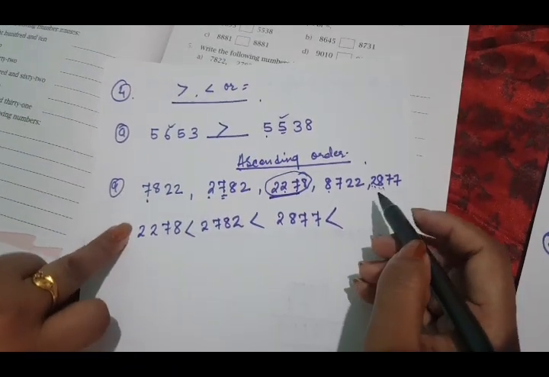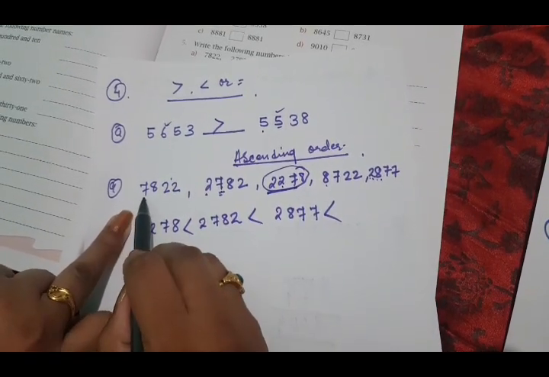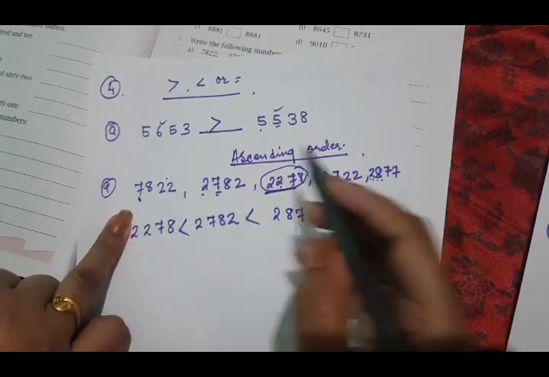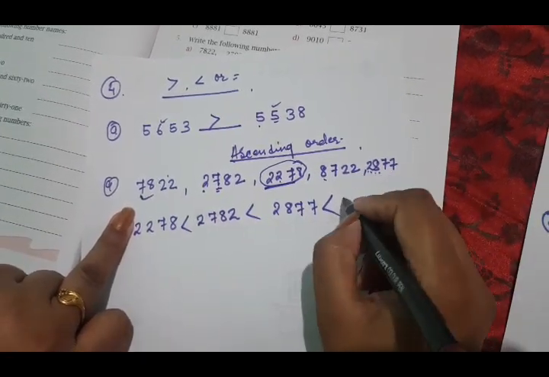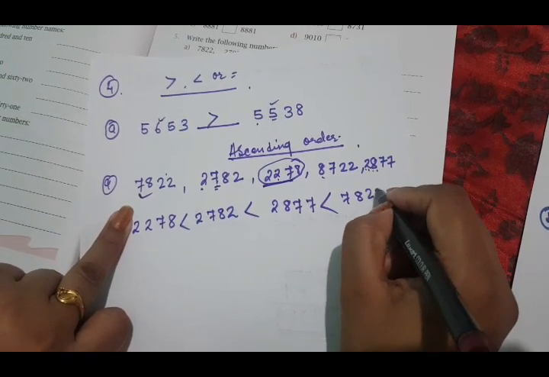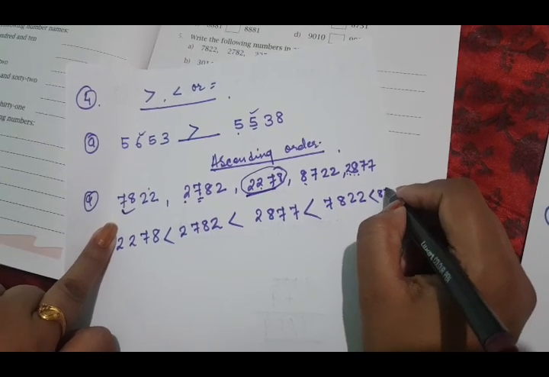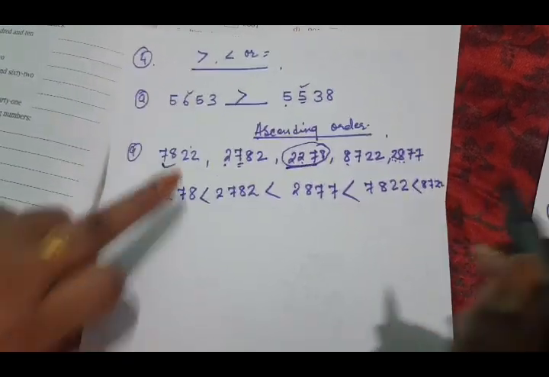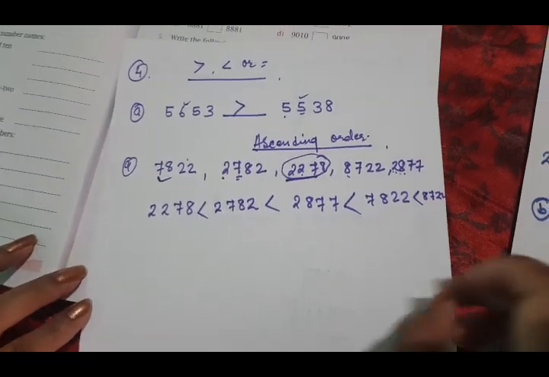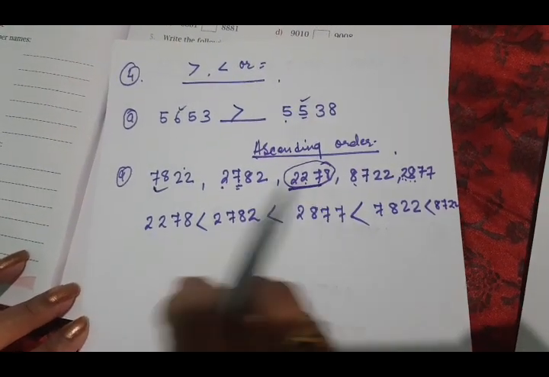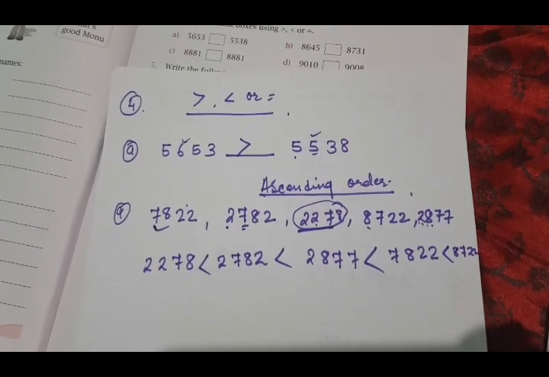Now let's go to the other numbers. These two numbers are remaining. The first number here is 7 and here it is 8. So which number comes first? 7822, and the last group of numbers will be 8722. So we have arranged these numbers from smaller to bigger. This is called ascending order.